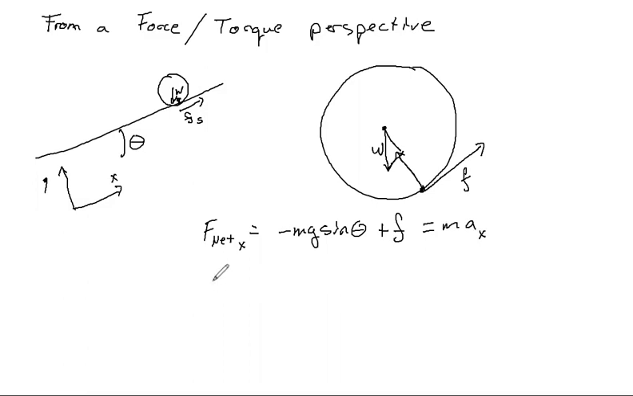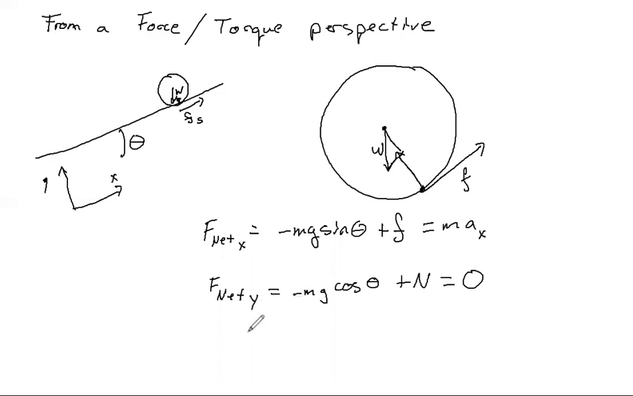In the Y direction, I have F net in the Y direction. And that's going to be, well, there's a normal force in the Y direction. I also have the weight in the Y direction. So I get minus mg cosine theta from the weight plus the normal force. And that has to add up to 0 because the wheel doesn't tunnel through the surface.